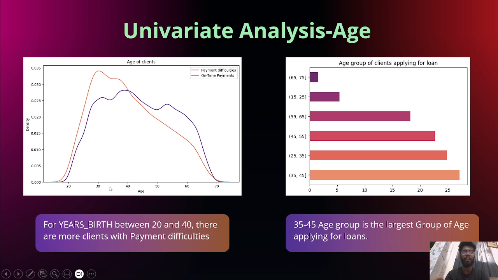We can see that between the ages of 20 and 40, there are more clients with payment difficulties. The 35 to 45 age group is the largest group applying for loans; you can see that 35 to 45 has 25 thousand applicants. The 20 to 40 youngsters are the ones who have payment difficulties.